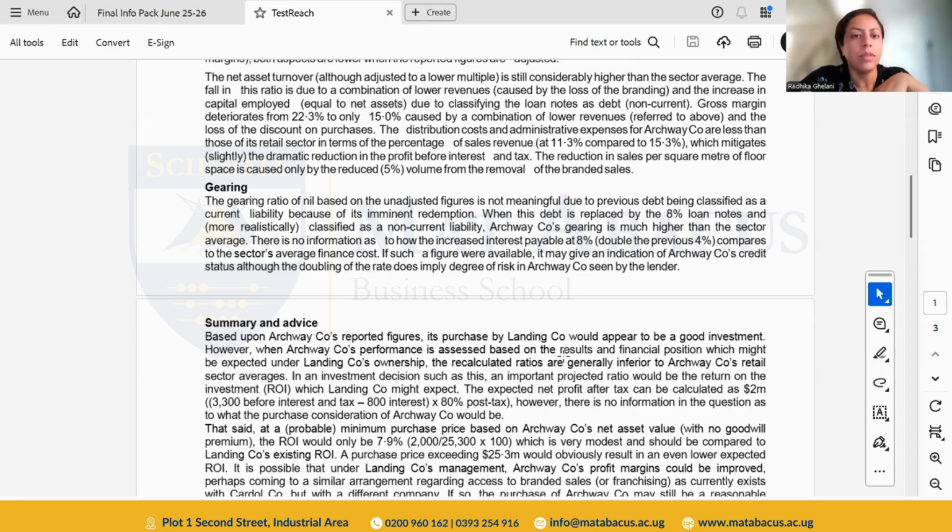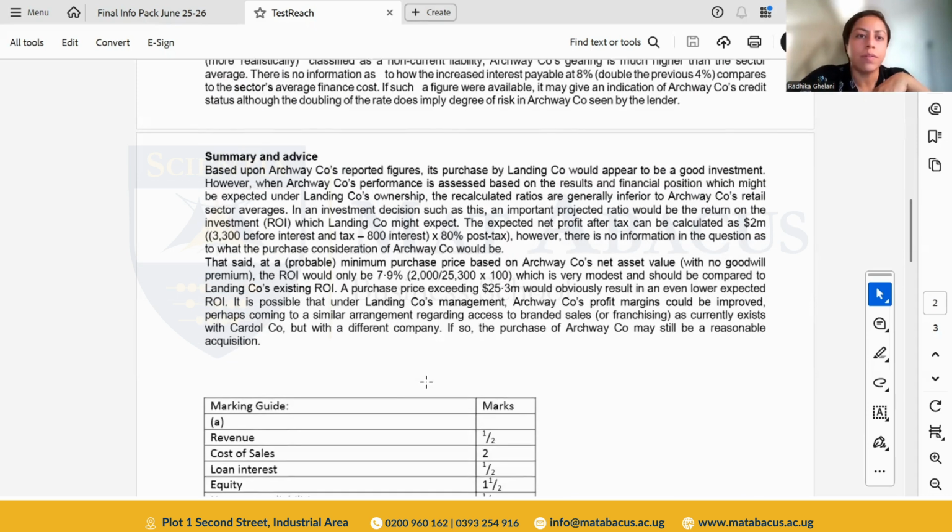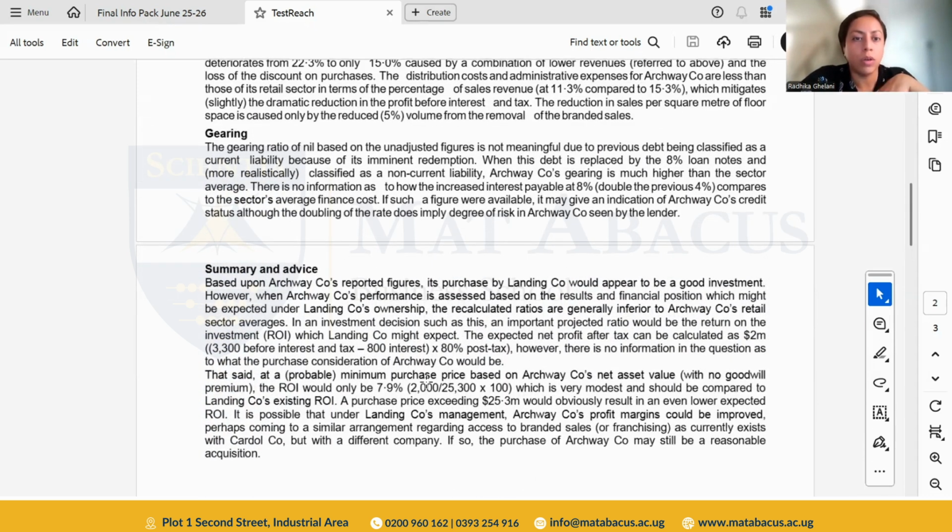Okay. So lastly, what is the final conclusion and advice? Remember the scenario was that Landing Company wants to purchase Archway Company. So what is your advice based on all these computations that we've done? Based on the original reported figures, it would appear that it is a good investment to make. But based on the recalculated figures, as we've seen, there are quite a number of red flags.